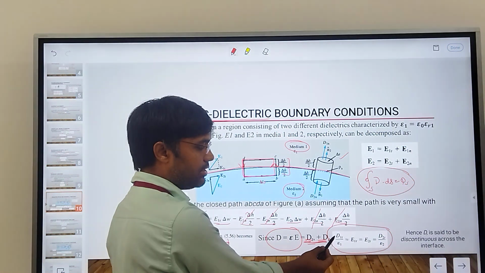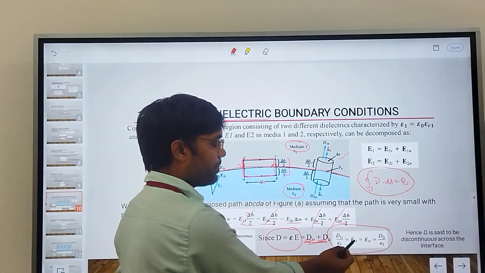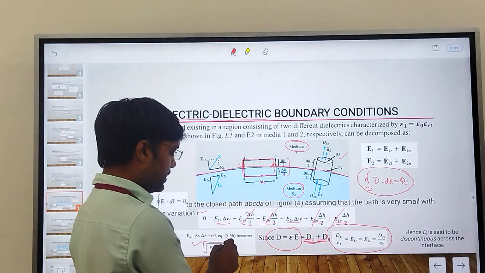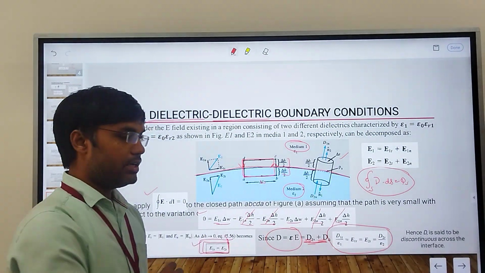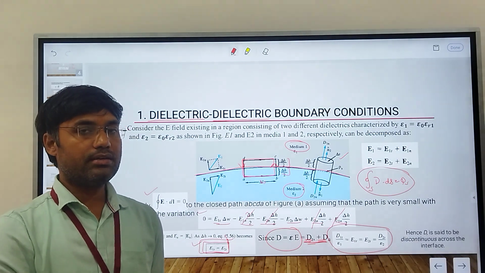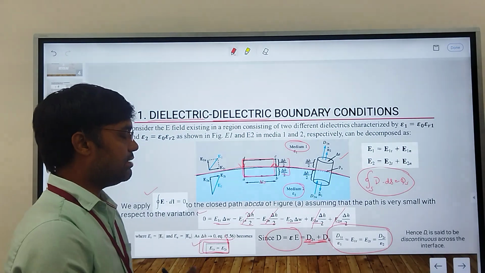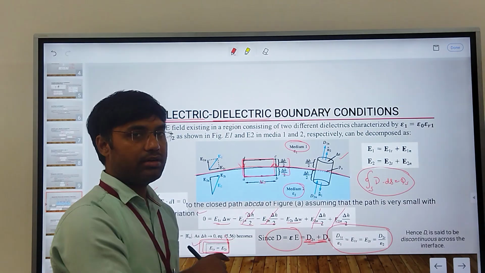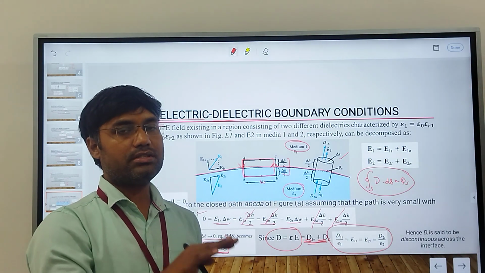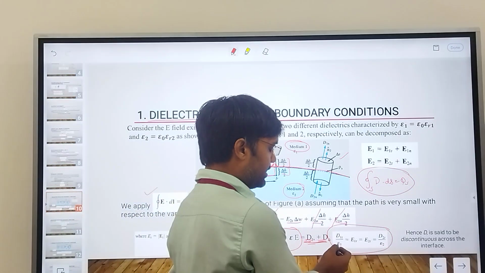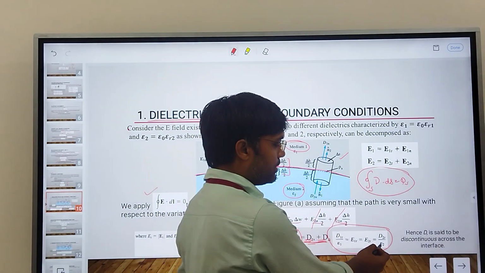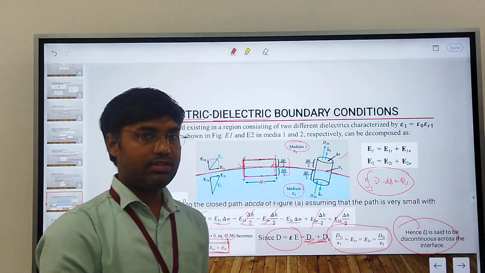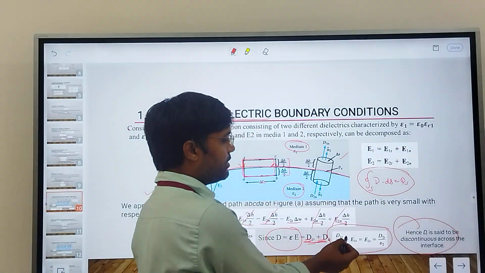E1t can be written as D1t divided by epsilon 1, and E2t can be written as D2t divided by epsilon 2. In this case, E1t equal to E2t means it does not depend on the permittivity of the material, whether it is medium 1 or medium 2. It means the tangential component of electric field intensity is continuous across the boundary. But here there are epsilon 1 and epsilon 2, which means the electric flux density is discontinuous across the interface.